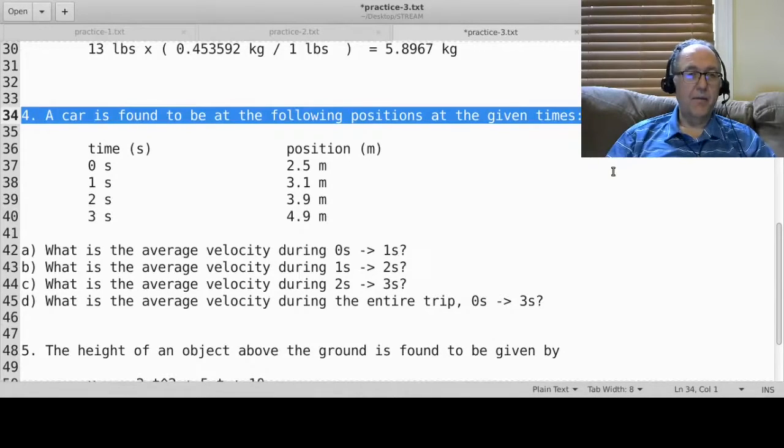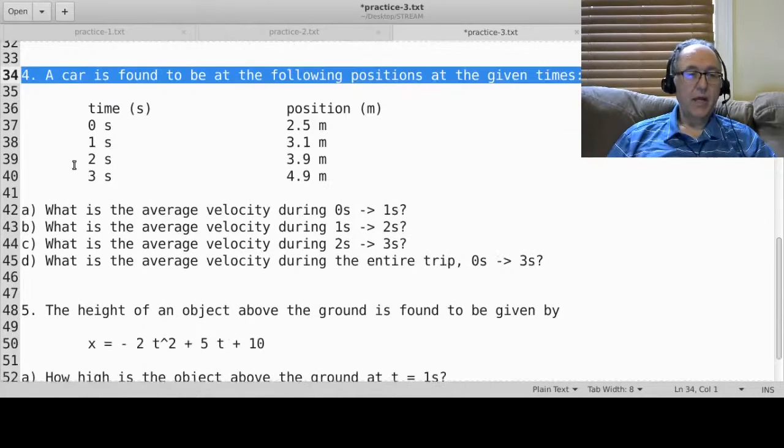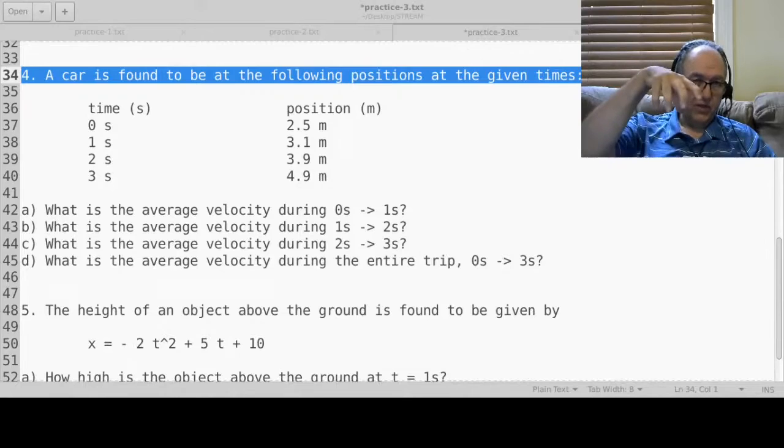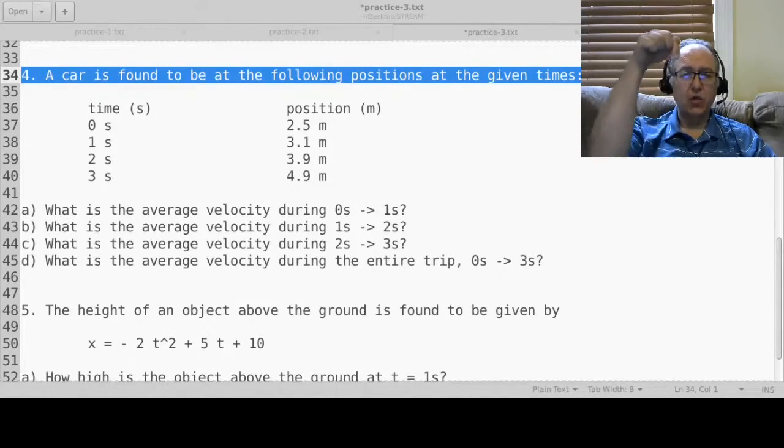A car is found to be at the following positions at the given times. Okay. So you're actually going to do this kind of experiment in the lab. There you'll have a linear air track, and a glider which sits on top of it. The air track has little holes, and air comes out of them and forces the glider to float on top so that it glides along without resistance, without friction. And what you'll do is look at where the glider is at different points in time. You'll use the computer to help you do that, okay?